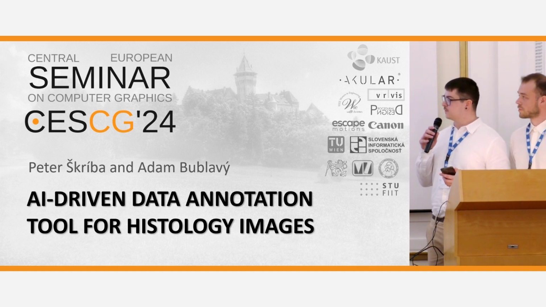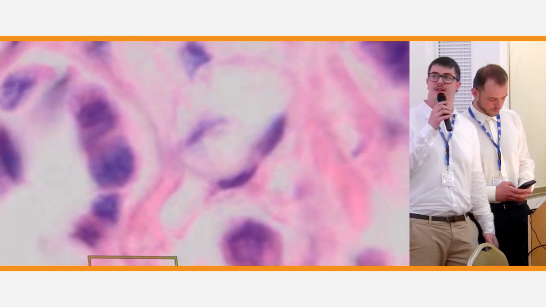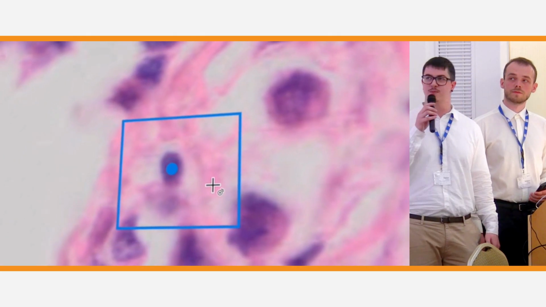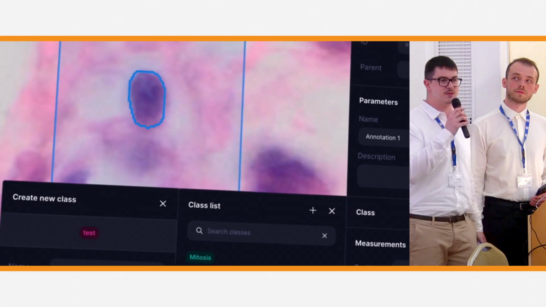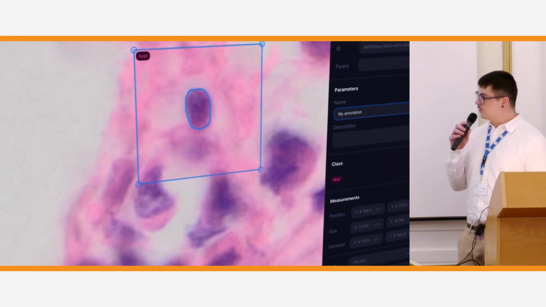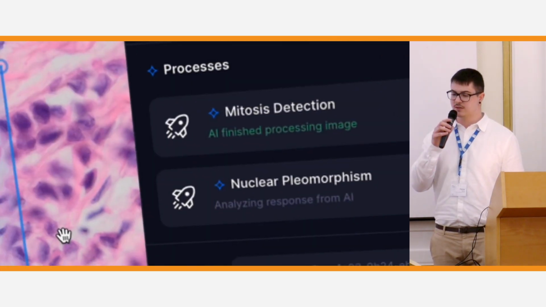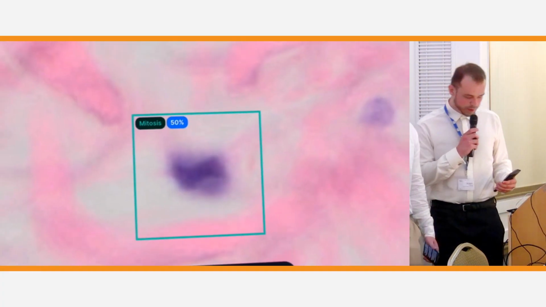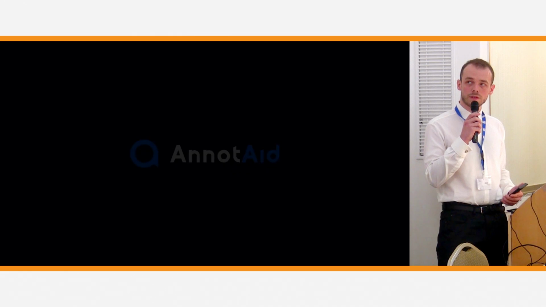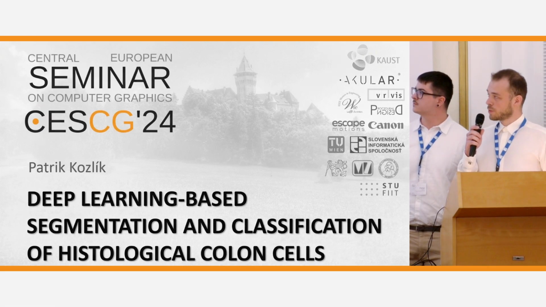Hello, my name is Pichler from the Slovak University of Technology in Bratislava, and together with my colleague Adam, we made an AnnotAid AI-driven data annotation tool for histology images. AnnotAid is a desktop application developed in close collaboration with Comenius University in Bratislava, and it offers the ability to annotate high-resolution images using various manual or automated methods utilizing deep learning models. Our specific use case focuses on evaluating the individual criteria of the Nottingham grading system for breast cancer. If you find this interesting, join us for our presentation.